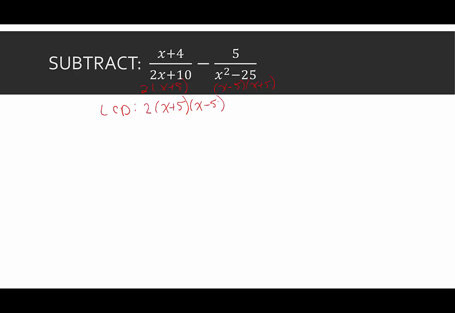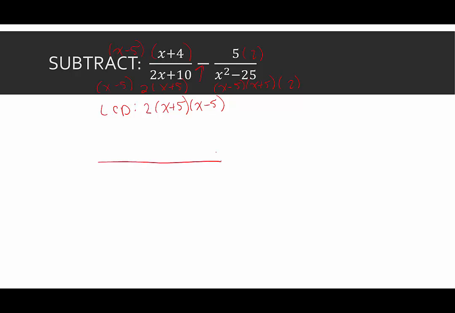Now we're missing the factor of x minus 5 from our first rational expression. So we're going to multiply both the numerator and denominator by x minus 5. And we're missing a factor of 2 in our second fraction. So we're going to multiply by 2. And while we do need to be careful because we do have this subtraction here, there is only one term behind it, so we're pretty safe there.